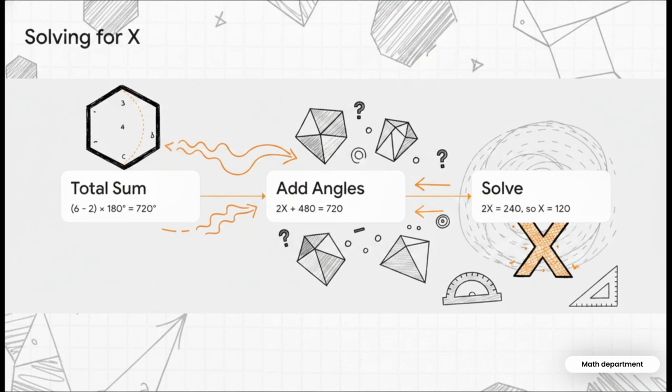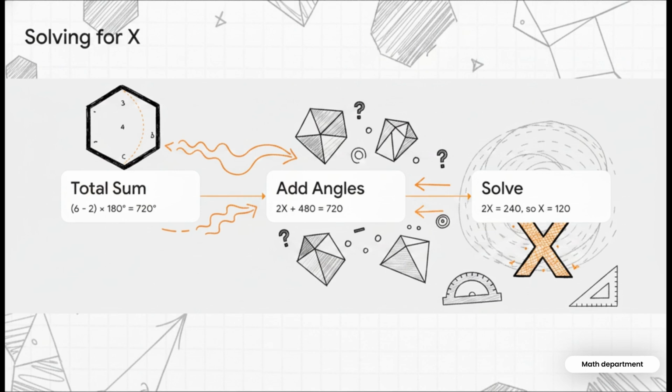Step 1, we plug n equals 6 into our formula. 6 minus 2 is 4. 4 times 180 gives us a total sum of 720 degrees. Great. Now for step 2, we add up all the given angles. x plus x gives us 2x, and the regular numbers add up to 480. We set all of that equal to our new total of 720.